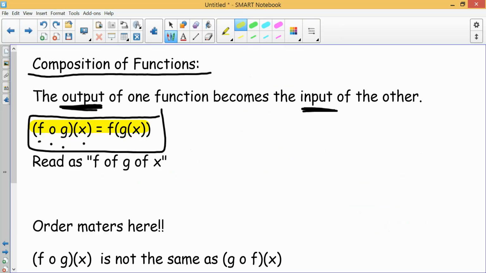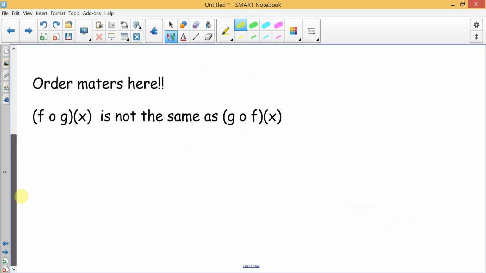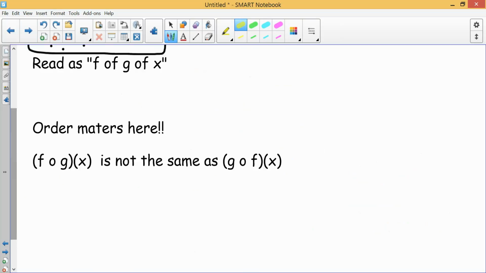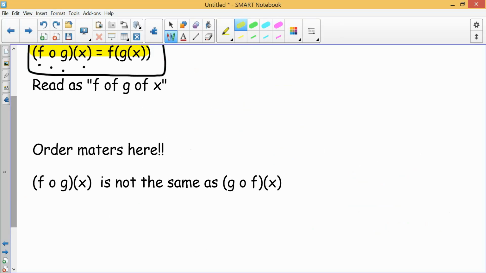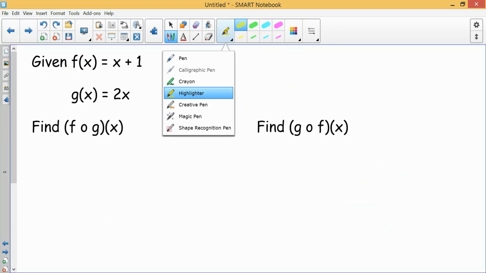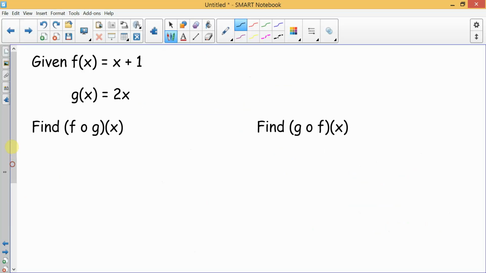Order does make a difference here. Down here, I have f of g of x is not the same as g of f of x. So order does make a difference, which one you're inputting. So we'll take a look at a quick example to go through here. If I'm given that f of x is equal to x plus 1 and g of x is equal to 2x, and I want to find f of g of x, I'm going to start by rewriting my f of x function here, or rewriting this in the other way so I can see exactly what I'm substituting.